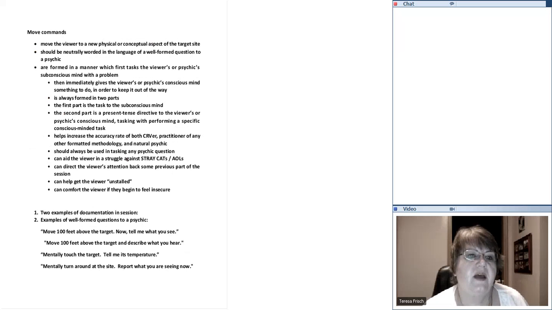Move commands have several aspects. They move the viewer to a new physical or conceptual aspect of the target site. They should be neutrally worded, in the language of a well-formed question to a psychic, and formed in a manner which first tasks the viewer or psychic's subconscious mind with a problem, then immediately gives the conscious mind something to do in order to keep it out of the way. Always formed in 2 parts. The first part is the task to the subconscious, and yes, I am repeating this. The second part is a present tense directive to the viewer's conscious mind, performing a specific conscious-minded task.